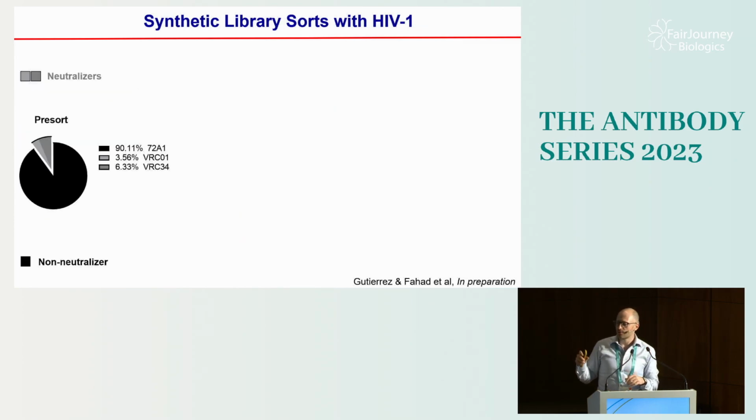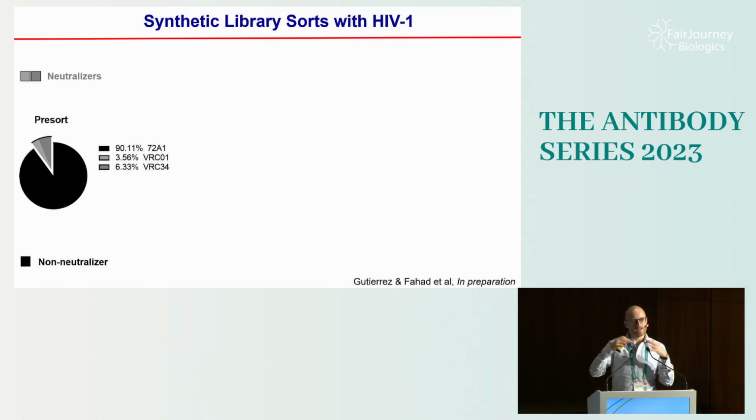So this is the way it works with a synthetic library. The vast majority of this library, in black, is a non-neutralizing antibody called 72A1. And then there are two neutralizing clones in here. One is VRC01 and one is VRC34. Both neutralize the virus strain that we're working with.